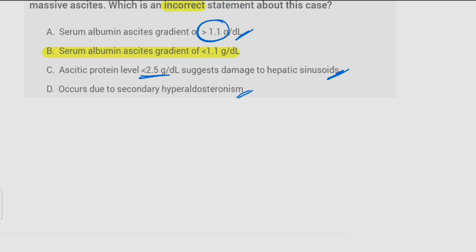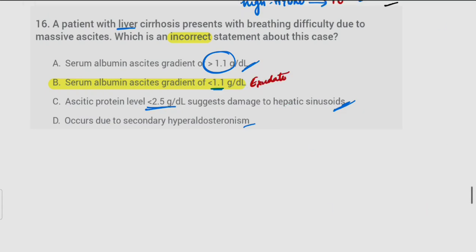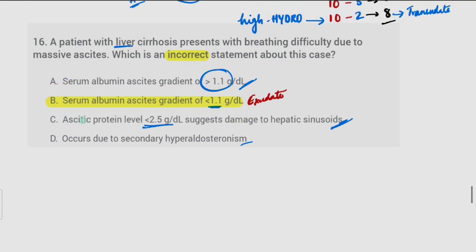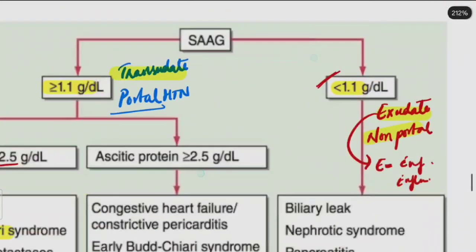So basically this is wrong, less than 1.1 is wrong, it will be exudate here, right? So that is why. You didn't even have to know this last option, you just have to know the concept. And by the way, in the question, whenever these contradicting options come, it has to be between these both, and we know it is incorrect, so we have selected the second one. Let's just quickly revise what we have seen.